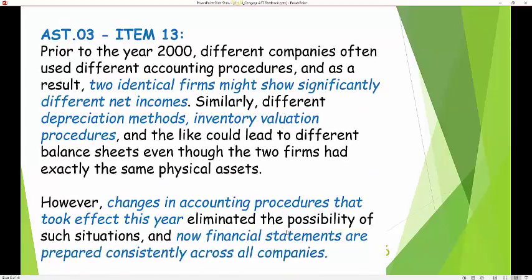Item 13. Prior to the year 2000, different companies often used different accounting procedures, and as a result, two identical firms might show significantly different incomes. Similarly, different depreciation methods, inventory procedures, and the like could lead to different balance sheets, even though the two firms had exactly the same physical assets. However, changes in accounting procedures that took effect this year, that could be 2018, eliminated the possibility of such sanctions, and now, meaning 2018, financial statements are prepared consistently across all companies.